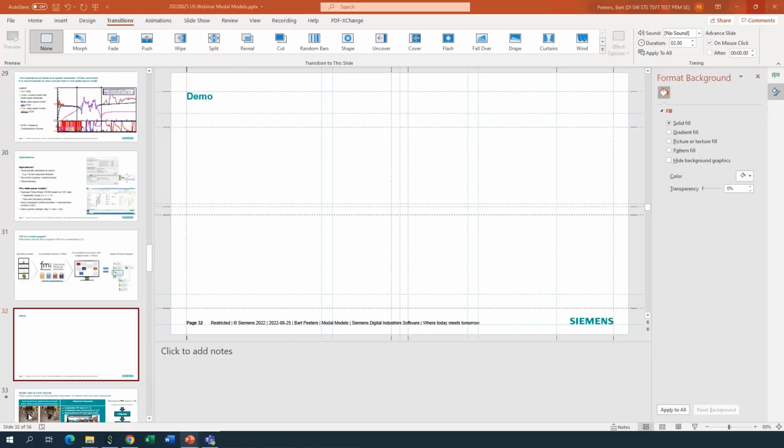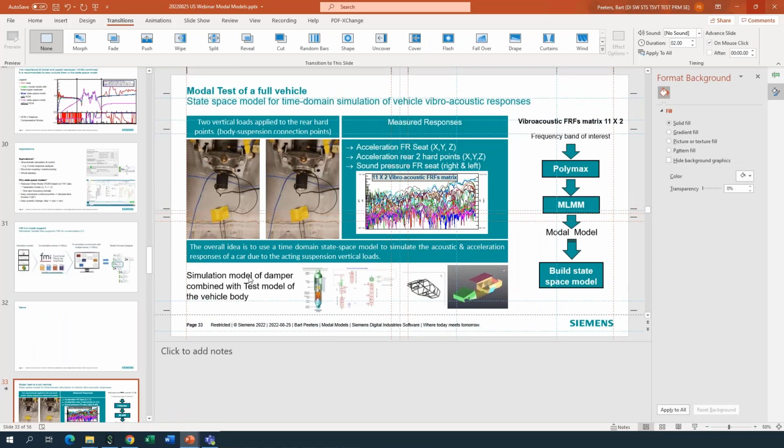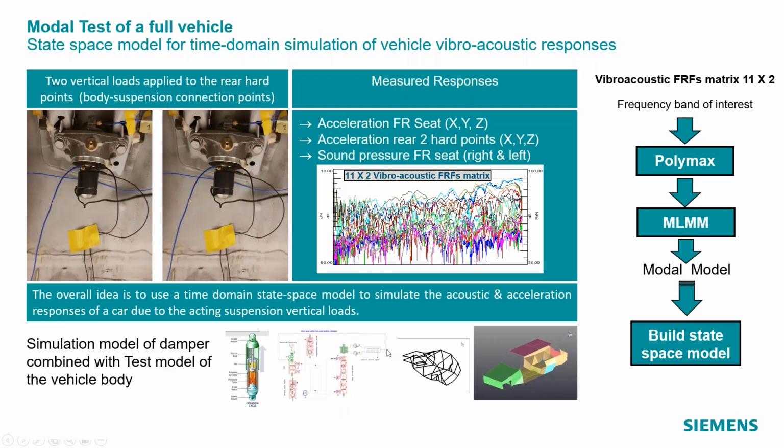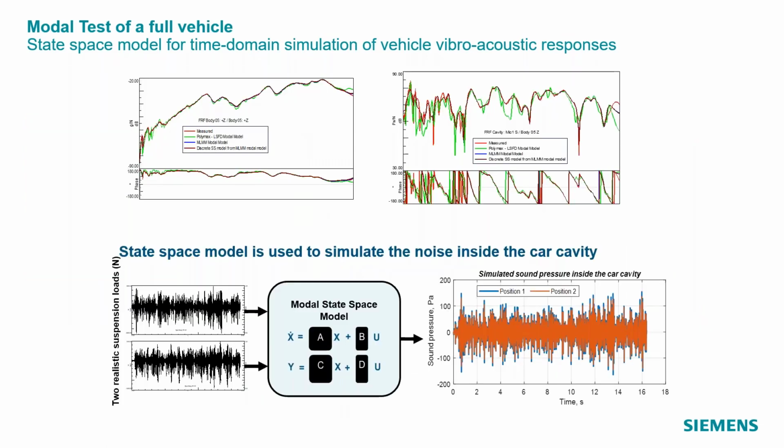Okay, so if I go now to the final slides. Again, this example I explained, we also ran that, and that's what you see here. So we have a very good model of the data. We put it in a state space form. And now if we take the damper loads, the shock absorber loads, the forces, we can excite our model with these dampers. And we can calculate, for instance, here the sound pressure inside the cavity of the car by using this modal state space model.